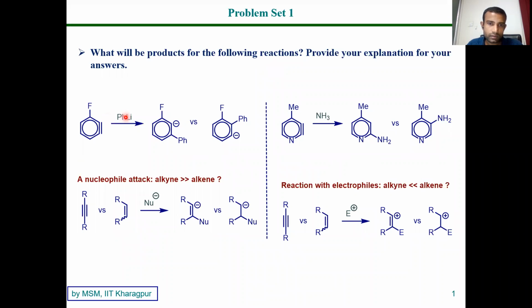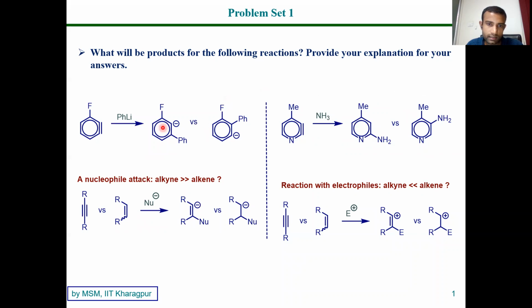Let us start with these questions. If you take this benzyne and add phenyl lithium, it can give you meta and ortho products. So which one will form preferentially? And also, if you take this benzyne with the amine, in a similar way, it can give you these two products. The amine can be at either the C2 or C3 position. So which one will form preferentially or exclusively?